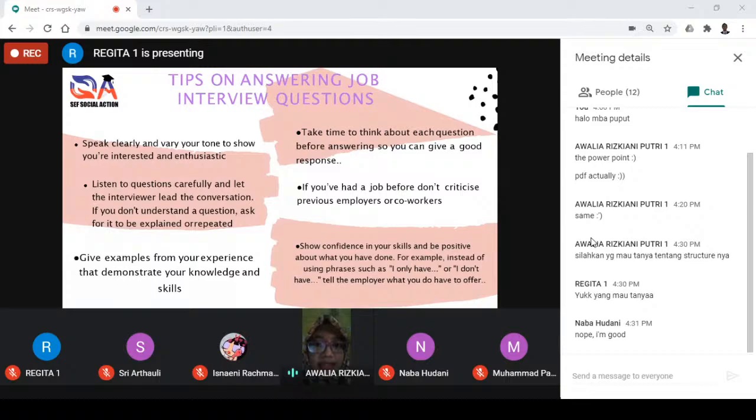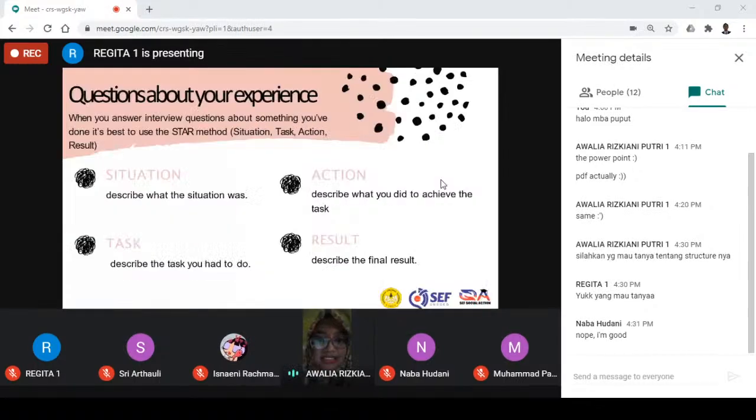And then task. Describe the task you had. Describe what the PR task was. Sometimes PR work differs. Some PR is only on social media, only for CP, but some even send letters to invited guests, or both, or only at the media. Describe which PR you are talking about. And then the fourth is action.